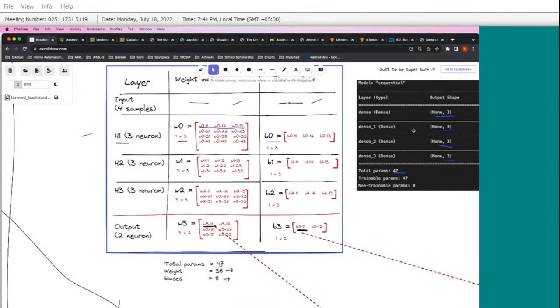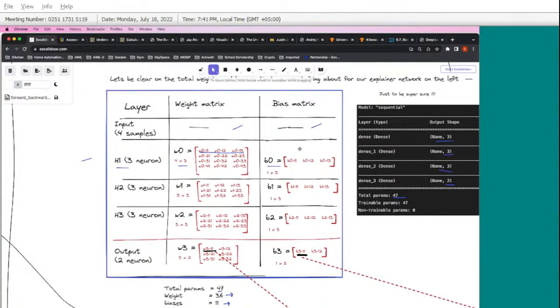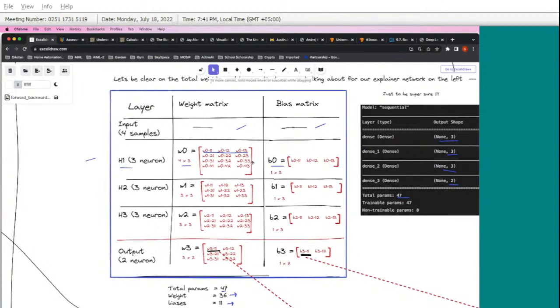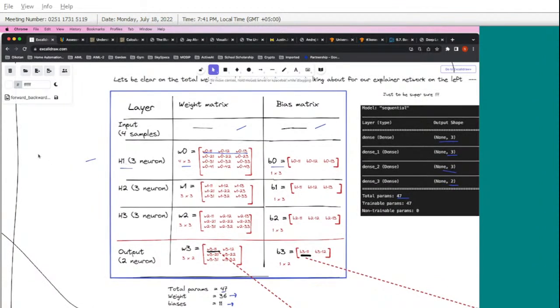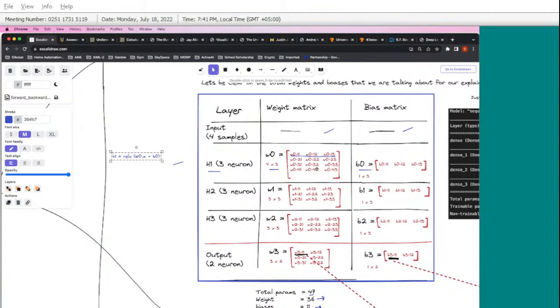No, bias, that's not correct. Bias B11 is not the same as these things. Bias is a different thing. What is the general equation? Remember the hidden layers. H1 will be what? A good question. H1 is nothing but ReLU of weight 0 into my X plus my B0, right? Where W0 is this matrix, B0 is this matrix, and X is my input. Are you able to understand, Uttam?